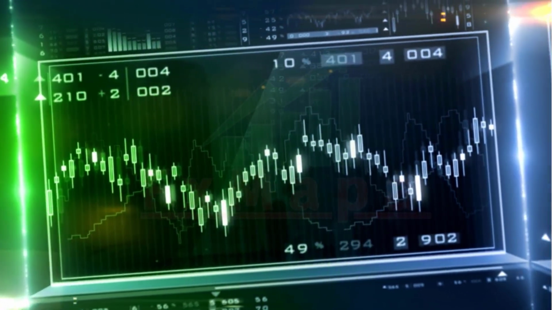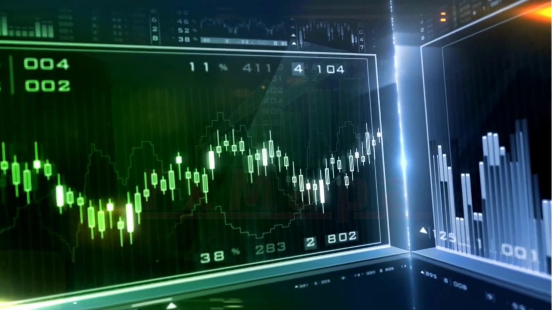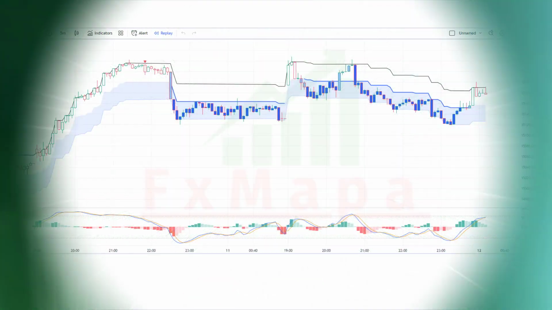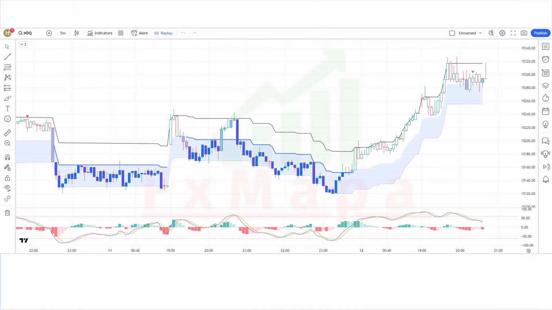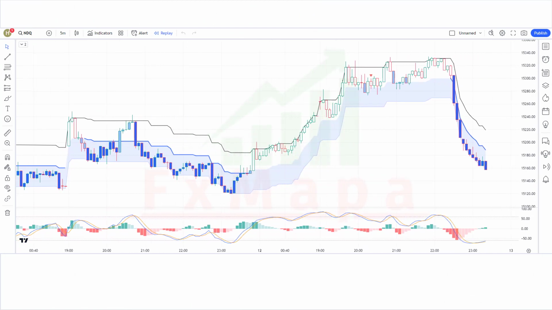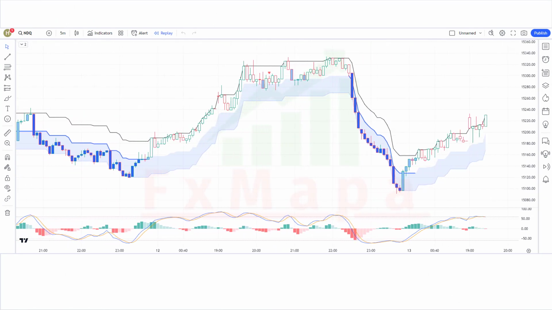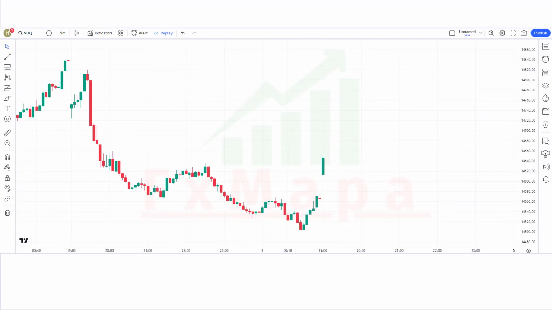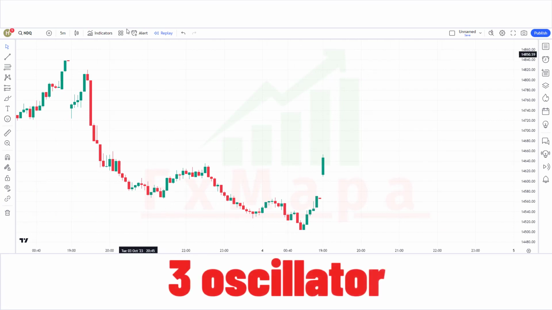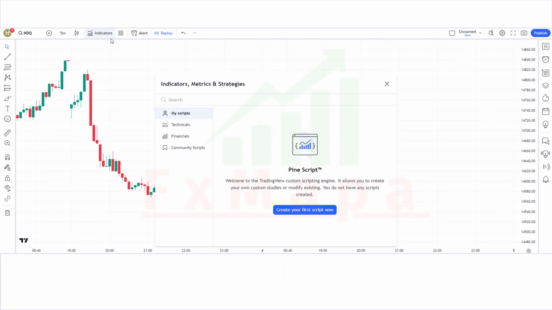All signals are non-repaint with a good win rate. To know the indicator name and its very best settings, make sure to watch carefully till the end. We will try not to make the video too long. So let's get started. In this setup we would require 3 oscillators.